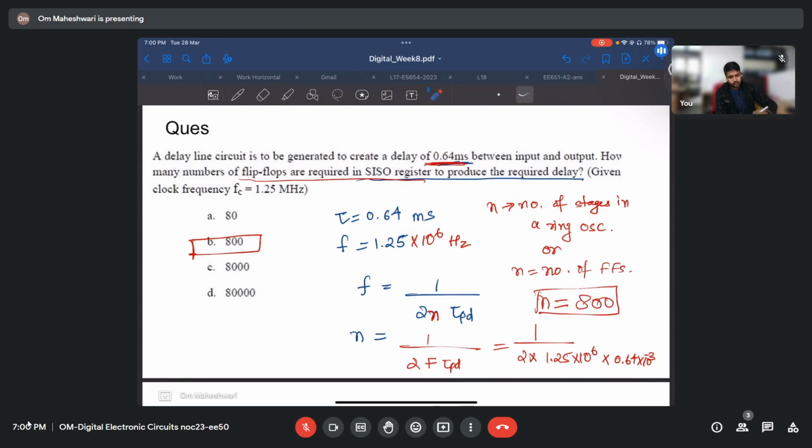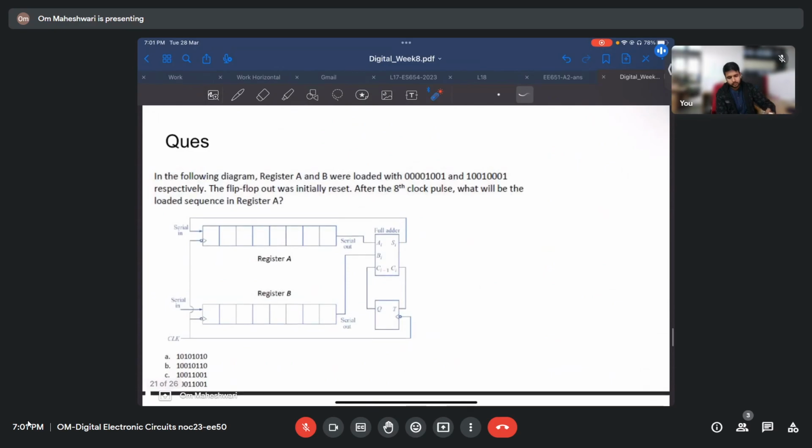Okay, so it is easy. Just remember this: f is equal to 1 by 2n tau PD, where n is the number of stages in the oscillator or number of flip-flops. Ring oscillator, what is meant? Number of inverters. This is a ring oscillator, right? N is odd in a ring oscillator. Okay, so next question.